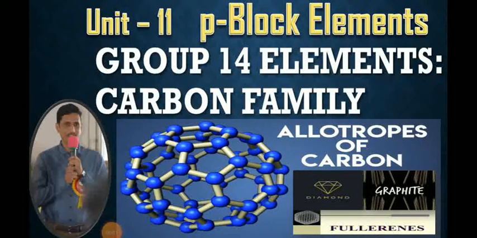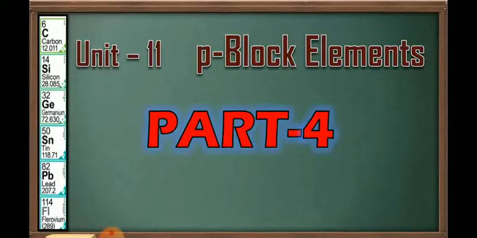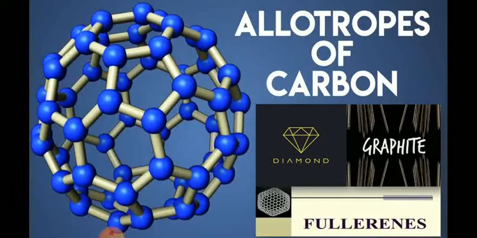Dear students, welcome to the study of P block elements. We are learning the carbon family, that is group number 14 elements. This is the fourth part of our P block elements study. In the previous three parts, we discussed the boron family, group number 13, as well as some properties of group number 14, the carbon family. So we will continue with the study of group number 14, the carbon family.